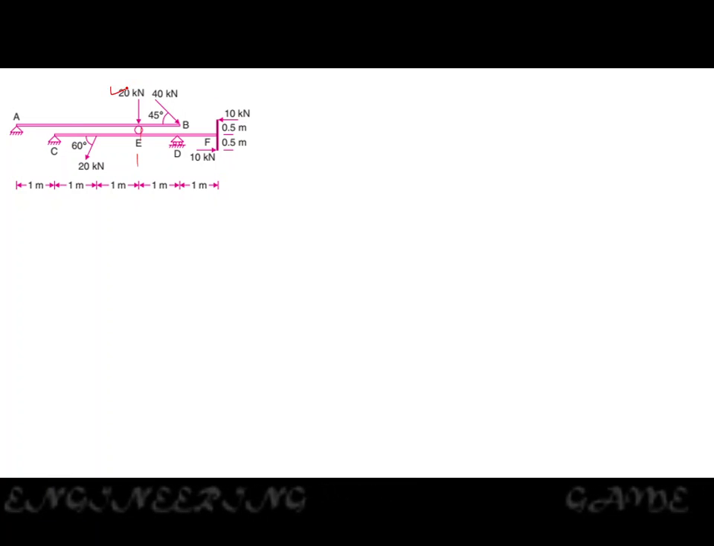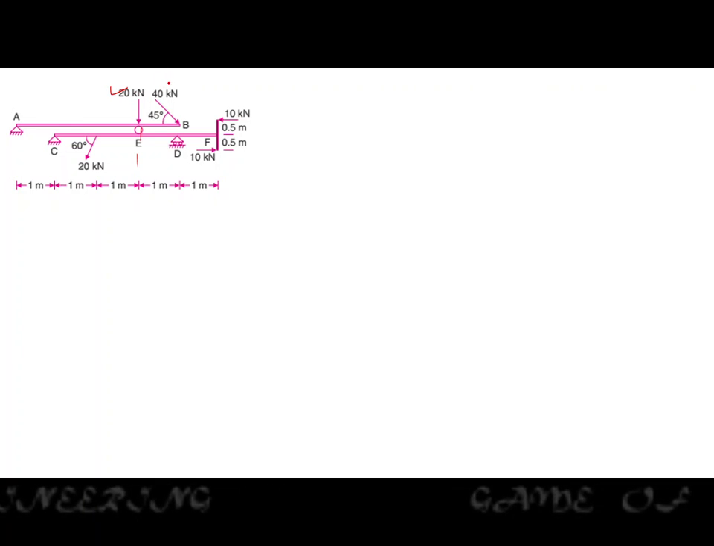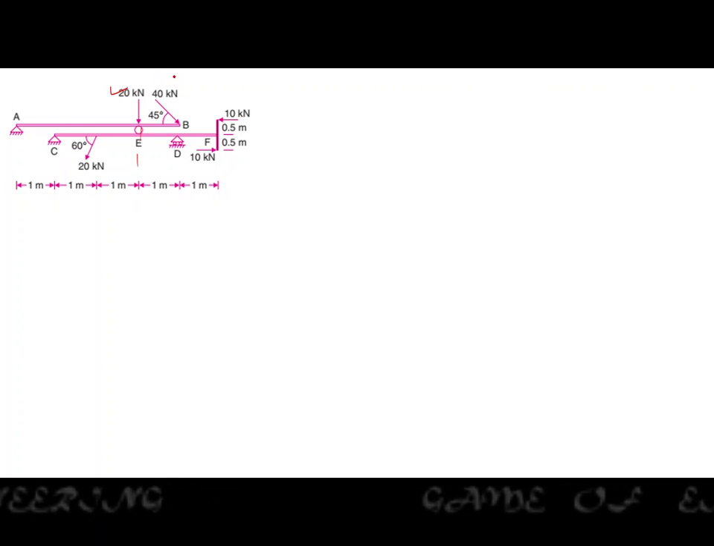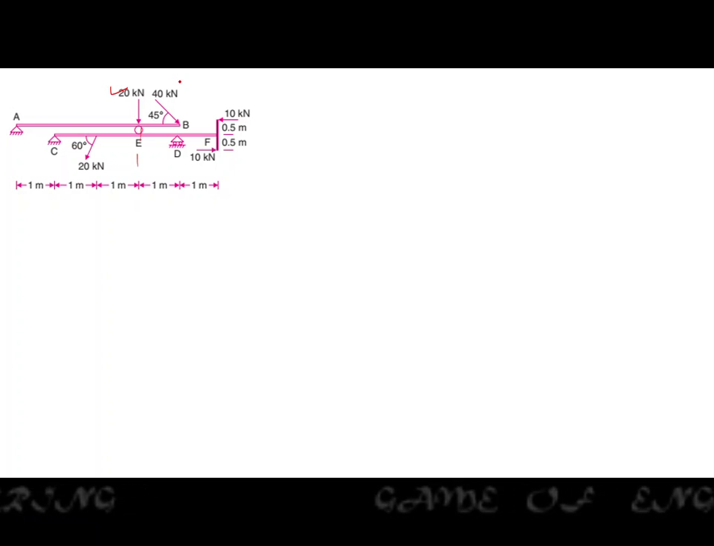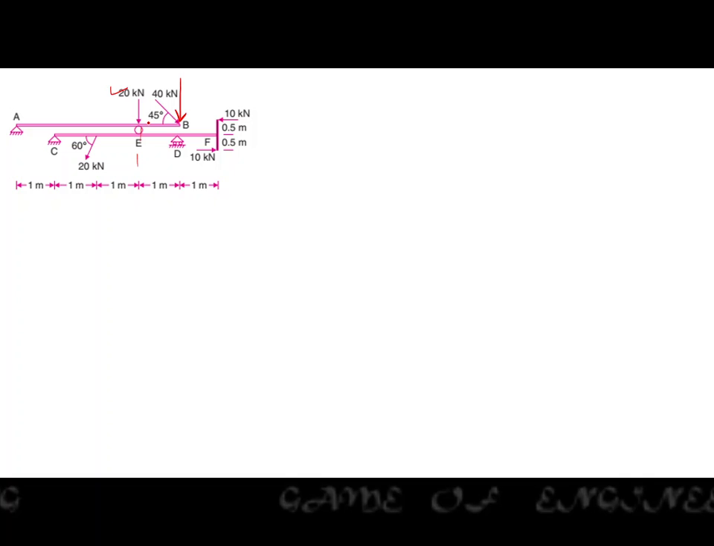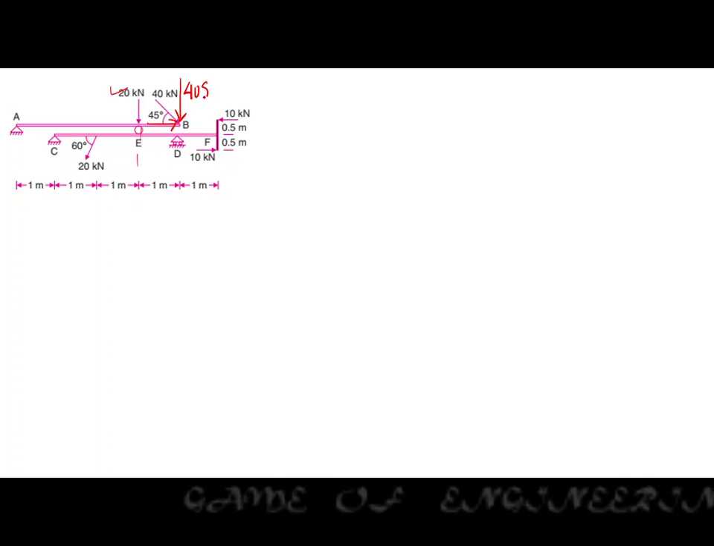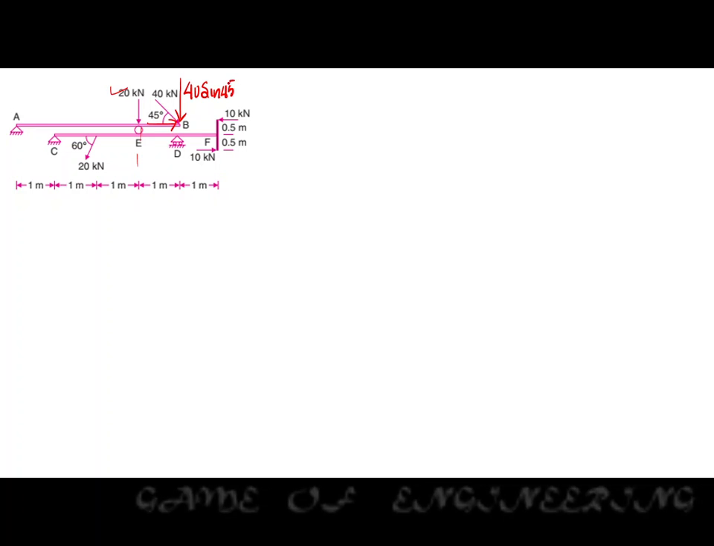We have a 20 kilonewton point load, which is in a vertical position. And we have a 40 kilonewton point load, but it is in an inclined position. So we will be resolving this force into two components, 40 sin 45 and 40 cos 45.